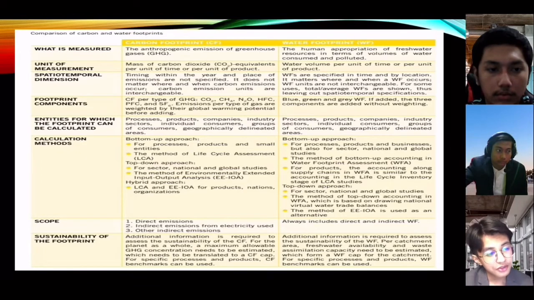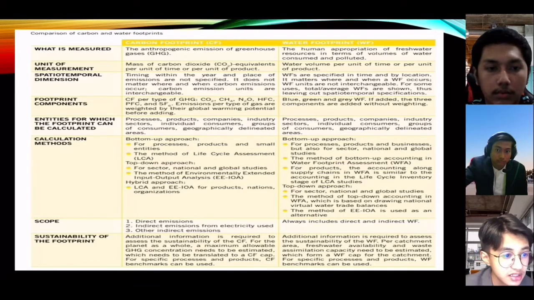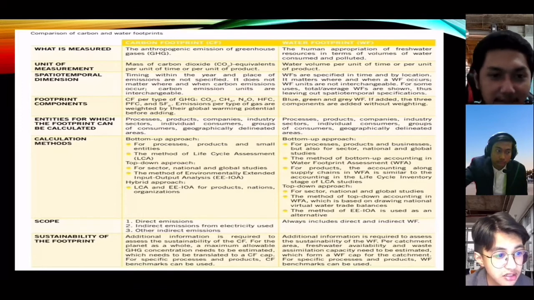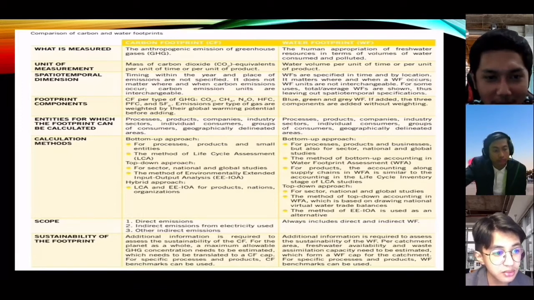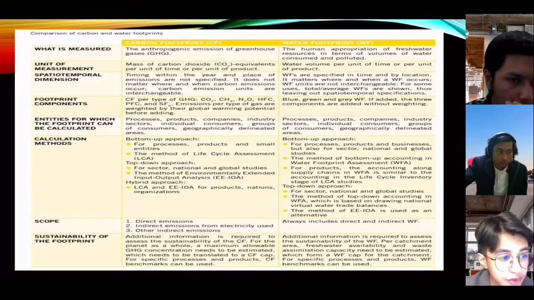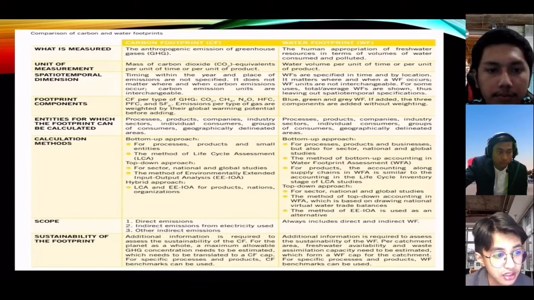Sustainability of the footprint. Additional information is required to assess the sustainability of the carbon footprint for the planet as a whole. A maximum allowable GHG concentration needs to be estimated, which needs to be translated to a carbon footprint cap for specific processes and products, and a carbon footprint benchmark can be used.